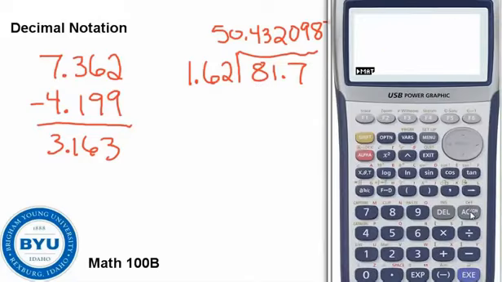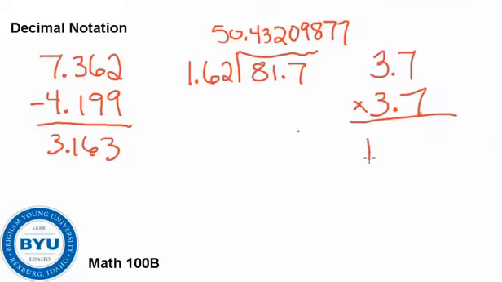And 3.7 times 3.7. That comes out to be 13.69. Great. How'd you do? Hopefully you did great.